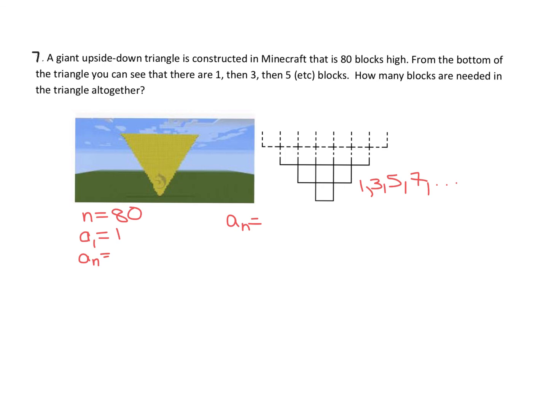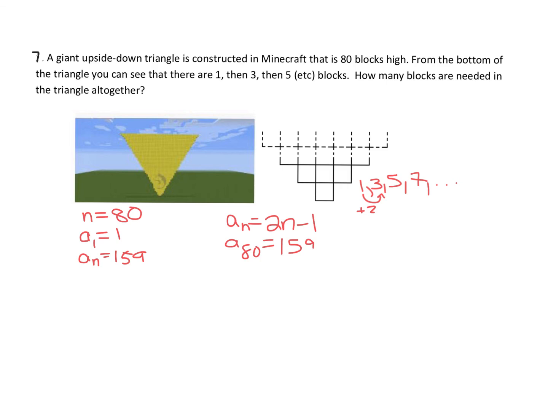So the formula for my nth term, I know that each of these goes up by 2. My common difference is 2, so I get 2n. And then you can use the formula, or you can just find, I always like to find the 0th term, which would be the term that comes before the first one. It would be minus 2. So then my 80th term is going to be 159.